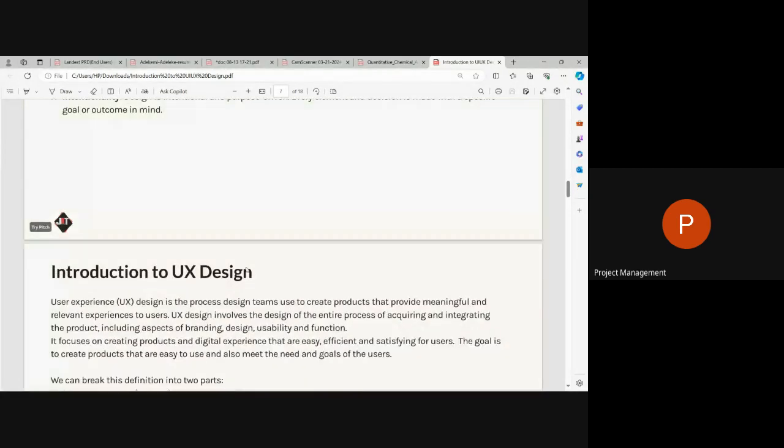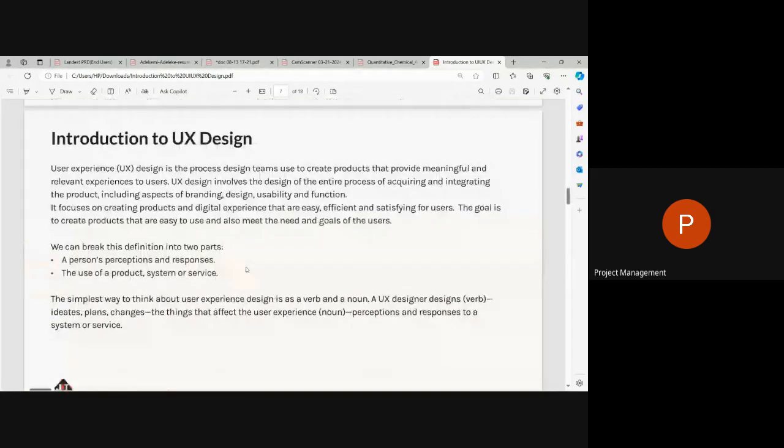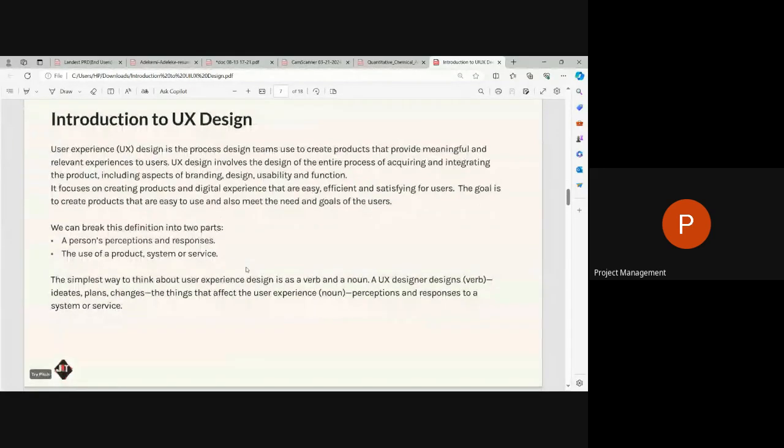So we are going to the introduction to UX design now. Like I said last week, UX means user experience design. This user experience is the process design teams use to create products that provide meaningful and relevant experience to users.